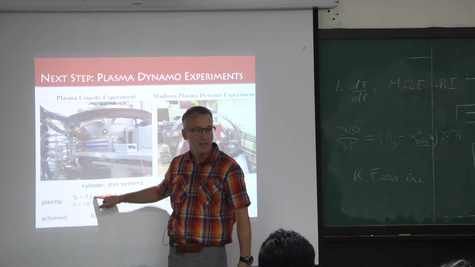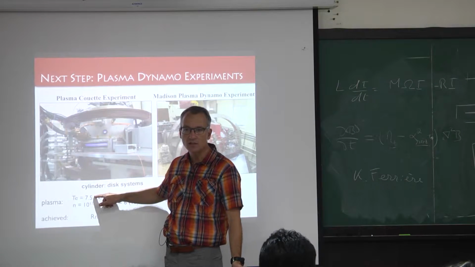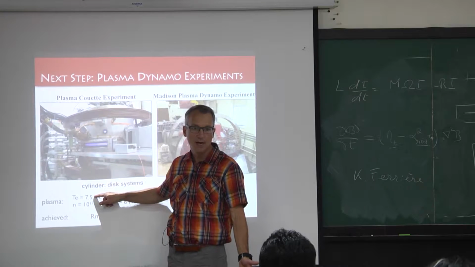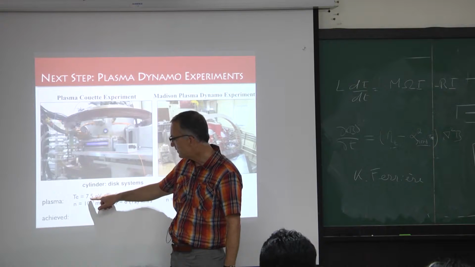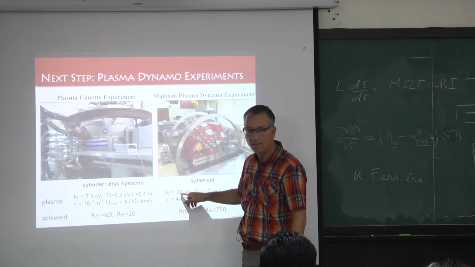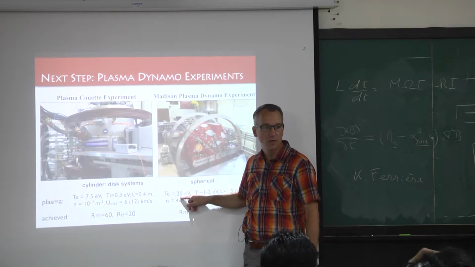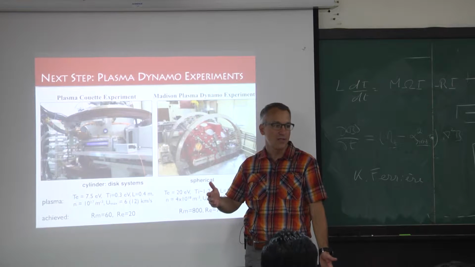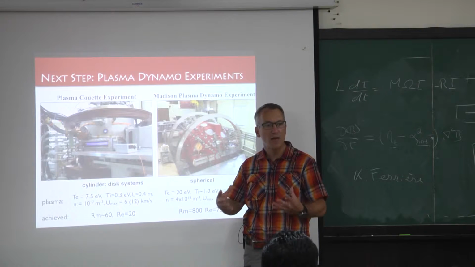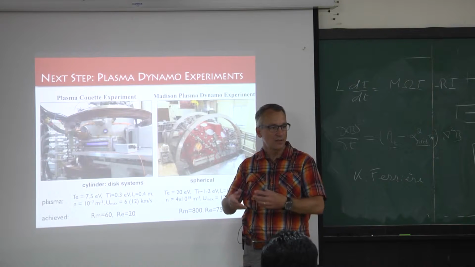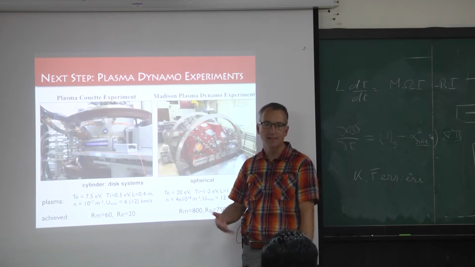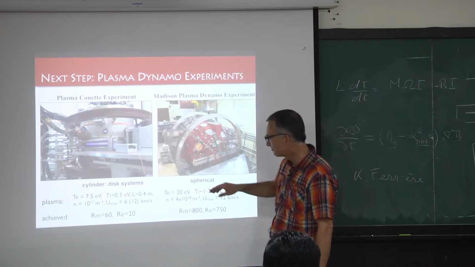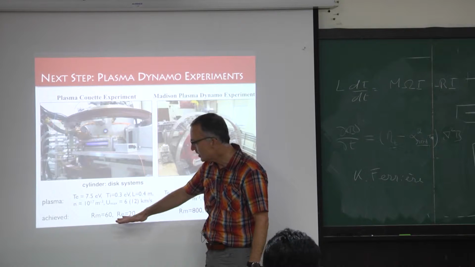1 eV is 10,000 degrees C, or 10,000 degrees K. So a temperature of 10 eV or 20 eV corresponds to something like 200,000 degrees Celsius. Okay, so these are very hot gases. The electrons are stripped off of their ions. That's what makes a plasma. Okay? So this is a little bit of a punchline.